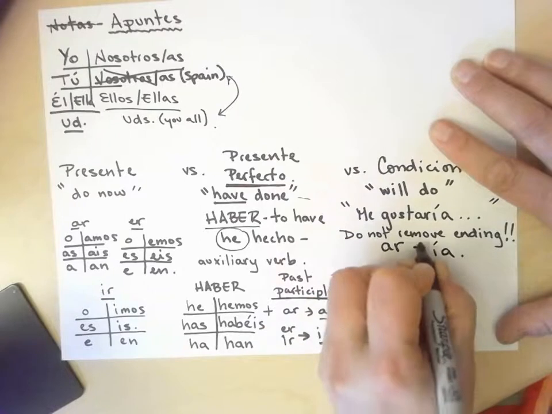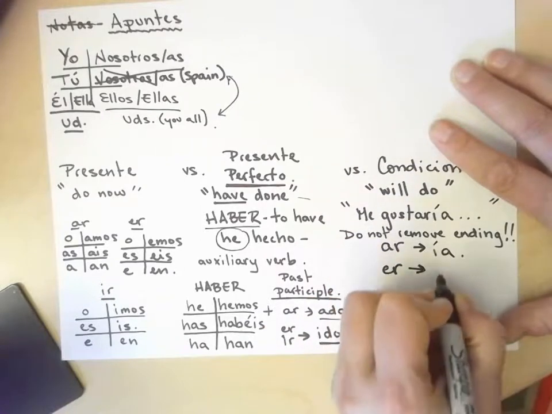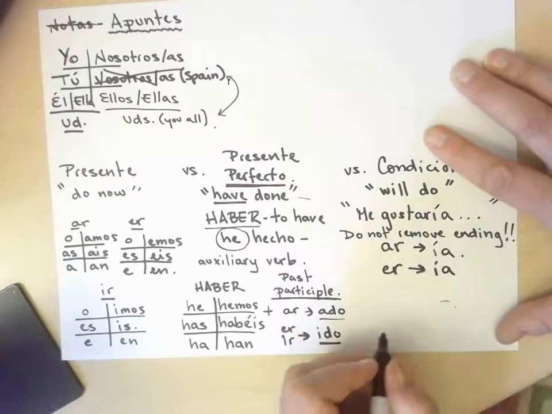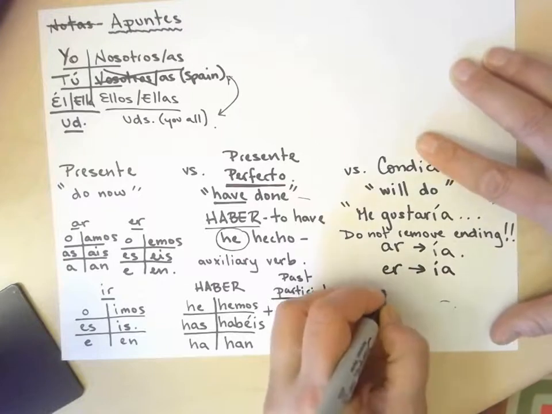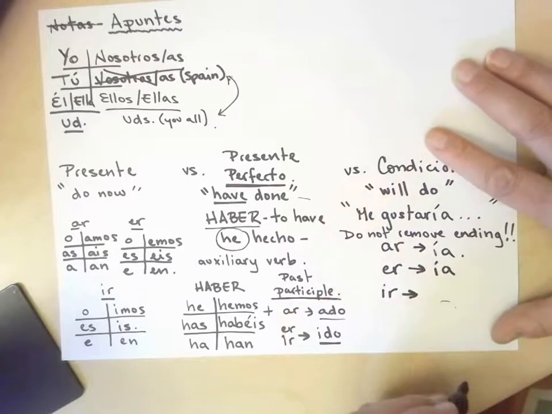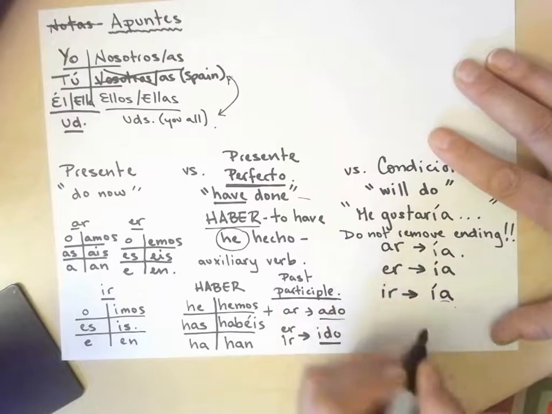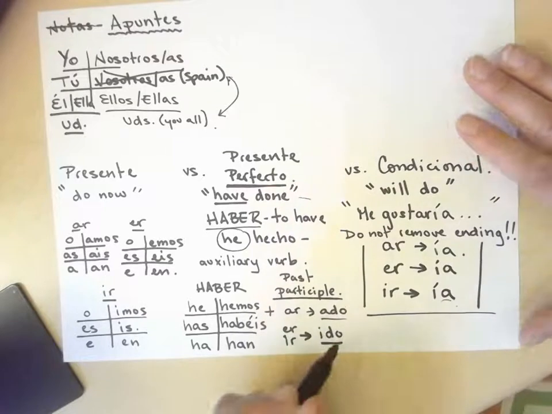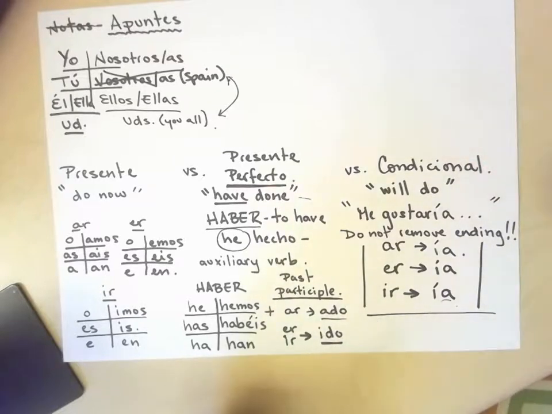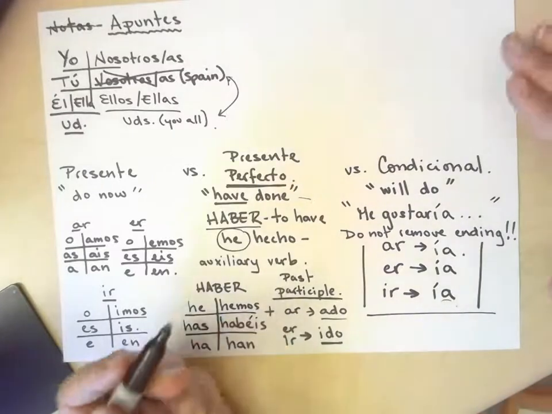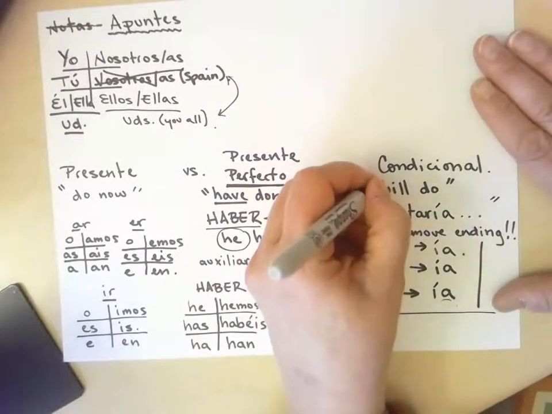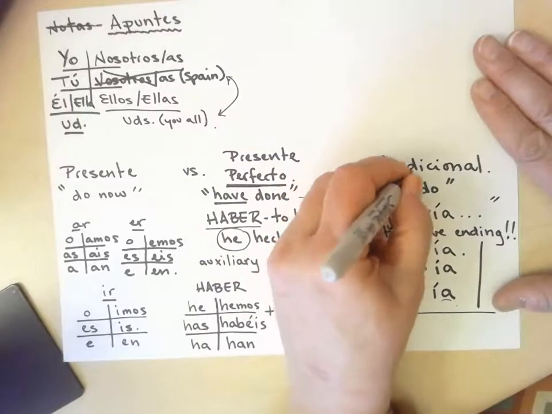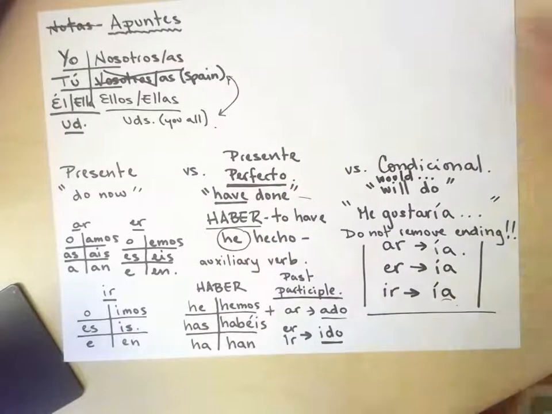Comer. Guess what? You just add ía. Vivir. IR. Guess what? You just add ía. Ay, Dios mío, it is so easy. Oh my God. Okay, and this is one of those things that you can use at any opportunity to say, I would like, okay? Or I will do, I would do. See, let's be more specific. I would do. Okay, atención, miren.